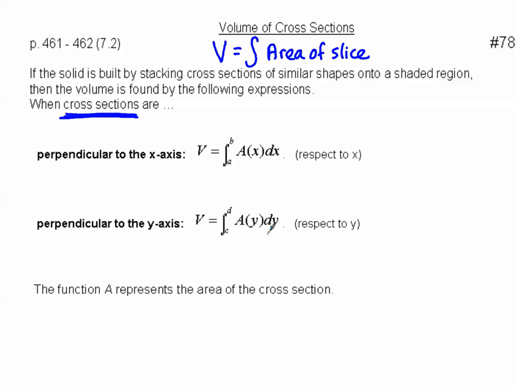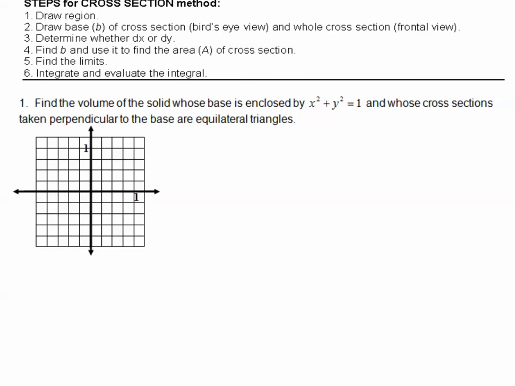Let's take a look at what it looks like when we explore these solids. So the first one is finding the volume of the solid whose base is enclosed by this equation. What's this an equation of? Well, you have to know that's an equation for a circle. Its center is at (0, 0), nothing subtracted from x, nothing subtracted from y, and the radius is the square root of this number, which is 1.